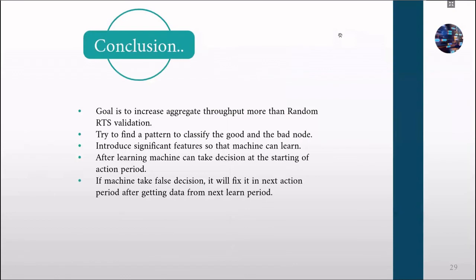So finally, to conclude, our goal is to increase the aggregate throughput more than random RTS validation by exploring significant features using a learning-based model. Another interesting fact is that if our model makes any false decision, it will fix it in the next action period after getting data from the next learning period.